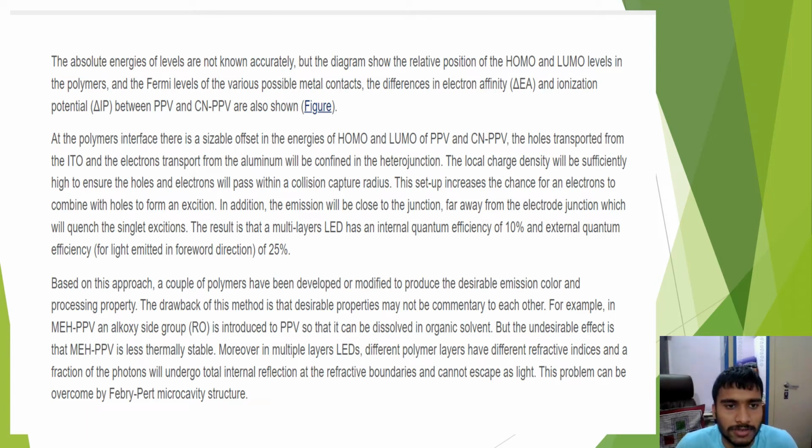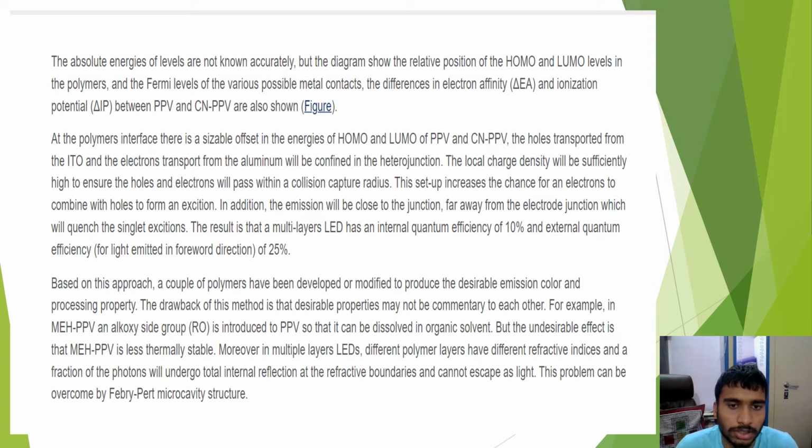At the polymer's interface, there is a sizable offset in the energies of the HOMO and LUMO of PPV and CN-PPV. The holes transported from the ITO and electrons transported from the aluminum will be confined in the heterojunction. The local charge density will be sufficiently high to ensure the holes and electrons will pass within a collision capture radius. This setup increases the chance for electrons to combine with holes to form an exciton.